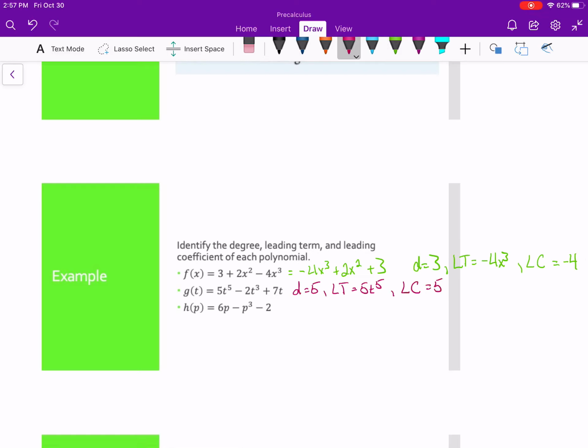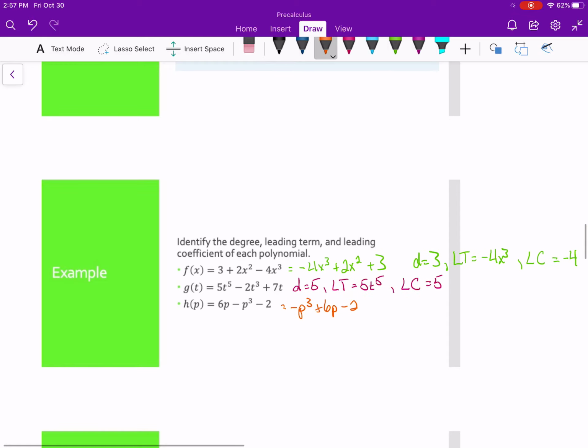And last one, let's rearrange. So this is the same thing as negative p cubed plus 6p minus 2. My degree is 3, because that's the highest exponent. My leading term is negative p cubed. And my leading coefficient is negative 1, because remember, it's like there's a hidden 1 right here.